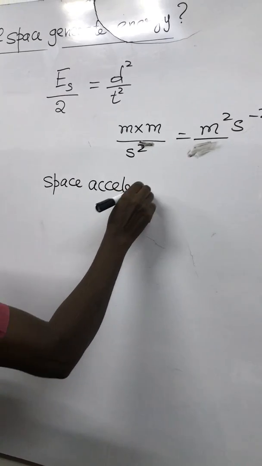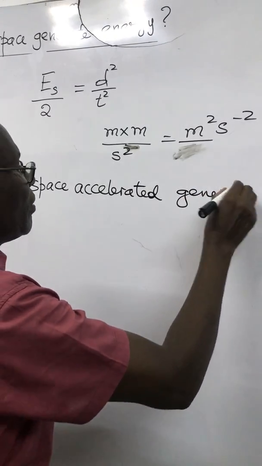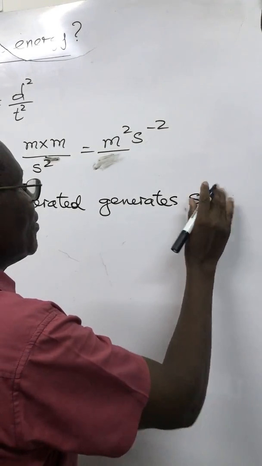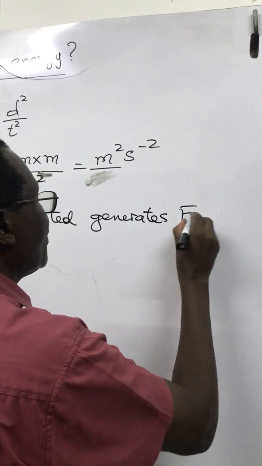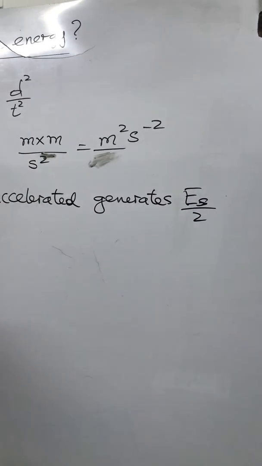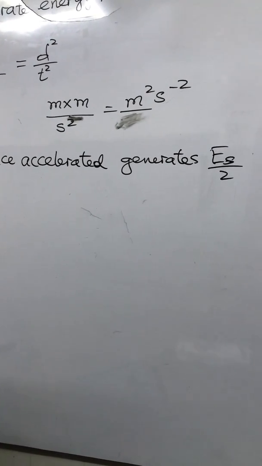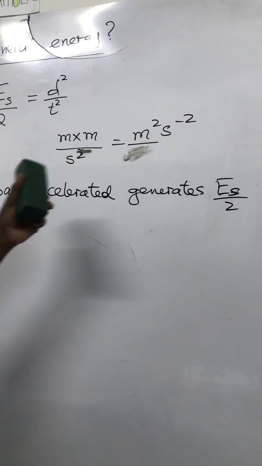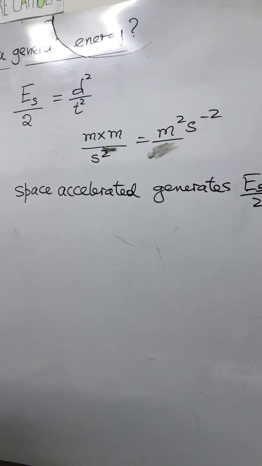Therefore, we are saying that the right-hand side is telling us that space accelerated generates energy, or specific energy. Accelerated space generates Es over 2 on the right-hand side. So we leave it to the reader, or you, the observer, to decide whether acceleration of space results in generation of specific energy.